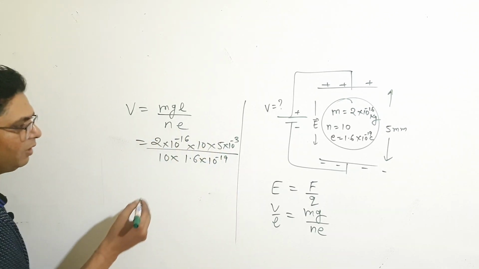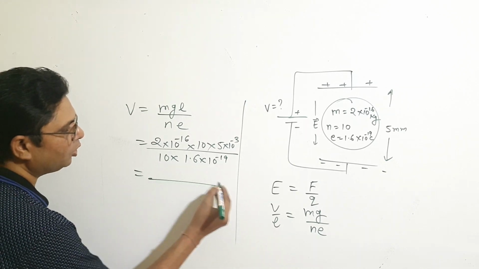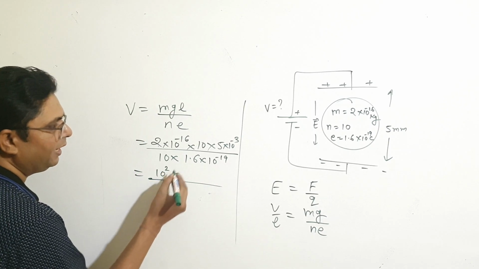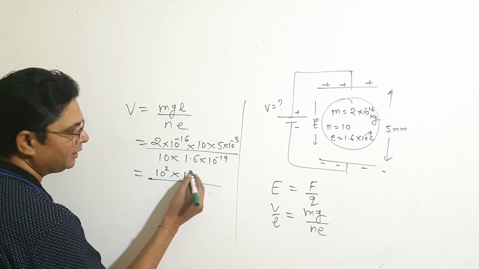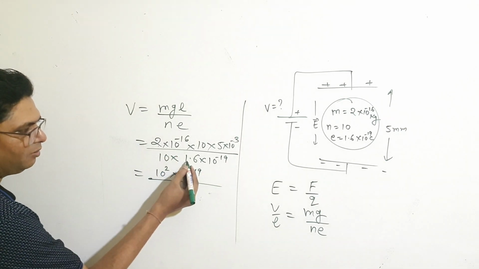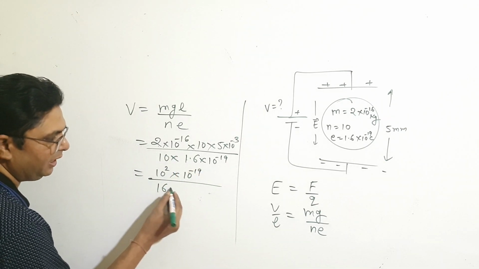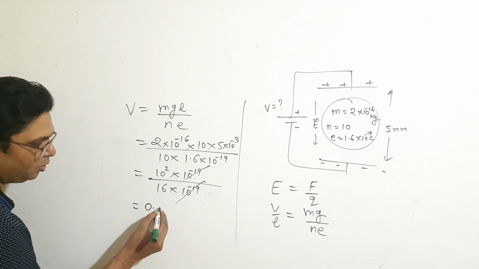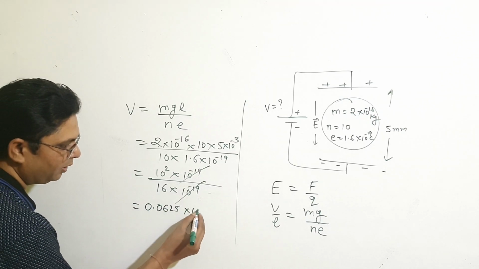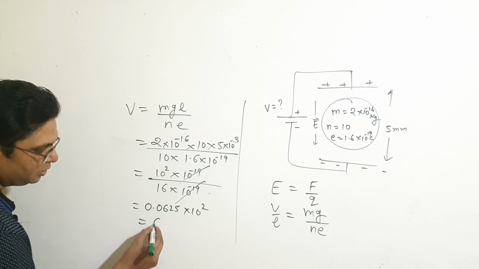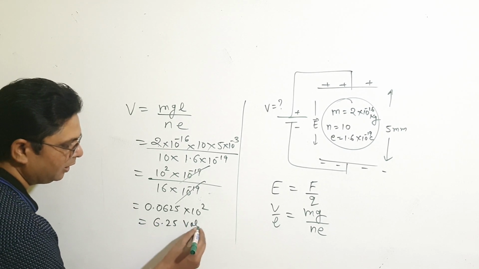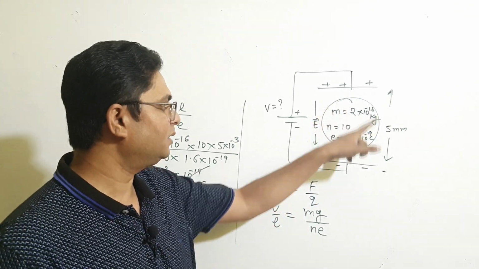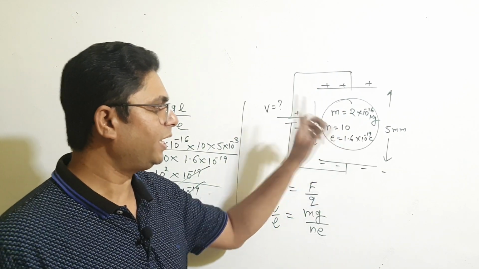Let us solve this. So when you solve it, you get on the numerator side 2 into 5 is 10 and here already 10, so 10^2 here, and minus 16 minus 3, 10^-19 here, and on the denominator side 1.6 into 10 is 16 and here 10^-19. This will cancel out, so you have 0.0625 into 10^2, so this equals 6.25 volt. So the voltage required to hold this charged particle having charge 10 e in air is 6.25 volt.